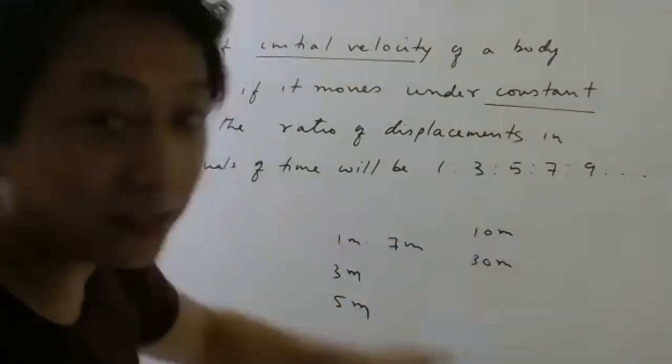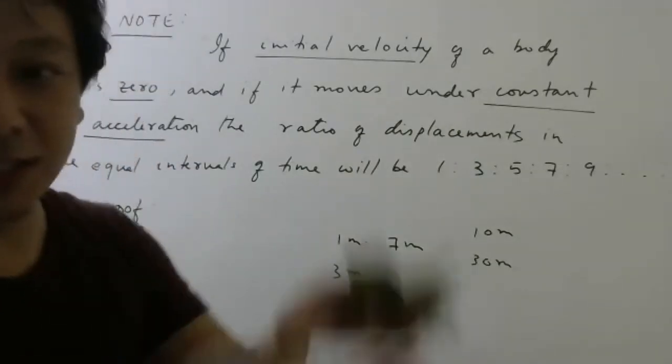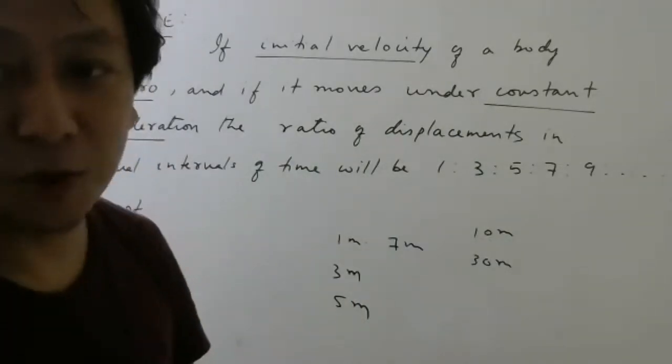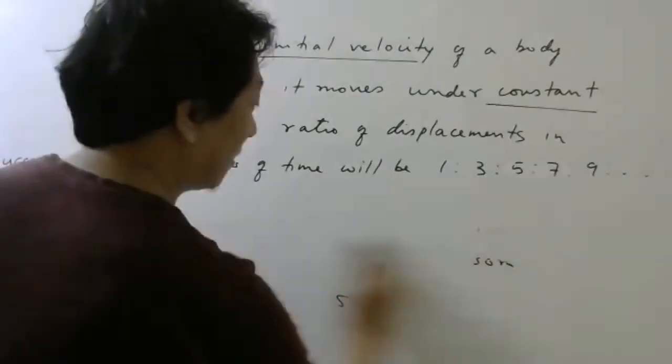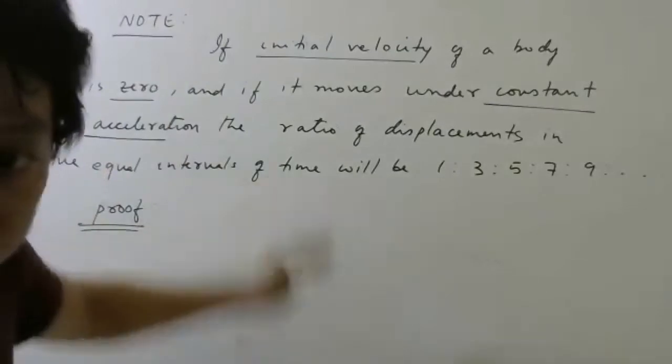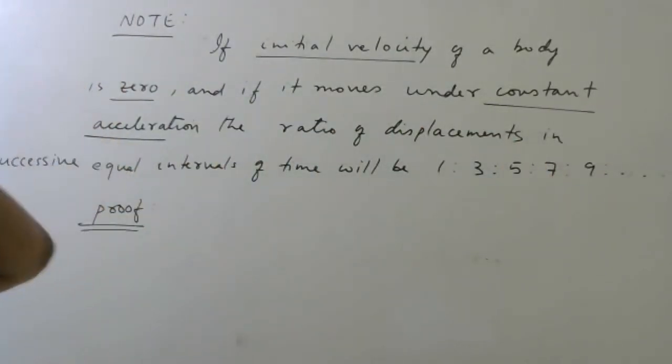And why is it increasing? Because there is acceleration. If acceleration is there, velocity will increase. So you will cover more displacement in equal intervals of time. Though I will prove it, you need to memorize this so that you can do the problems easily. Write the statement.